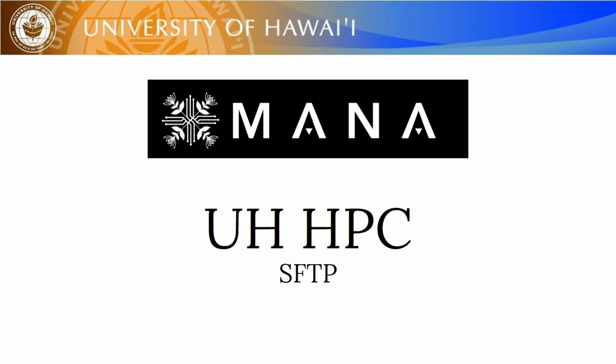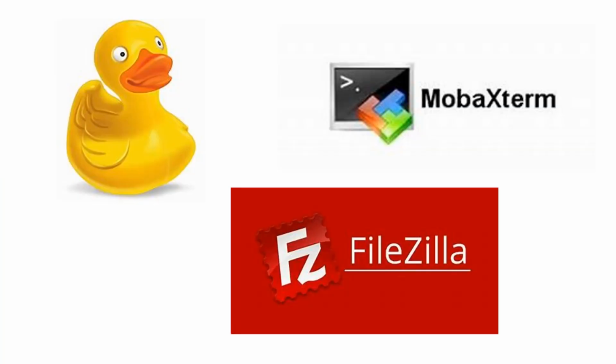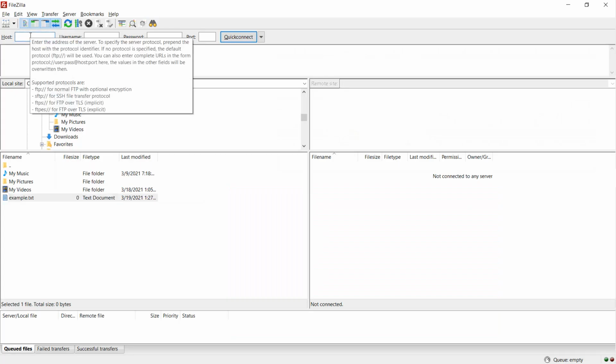Welcome to the tutorial for using SFTP to transfer data to the monocluster. The easiest way to transfer files with SFTP is to use an SFTP client. There are many options to choose from, but we have documentation on CyberDuck, FileZilla, and MobaXterm. I use FileZilla in this example, but they are all similar.